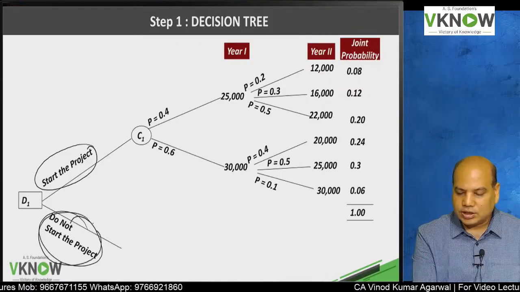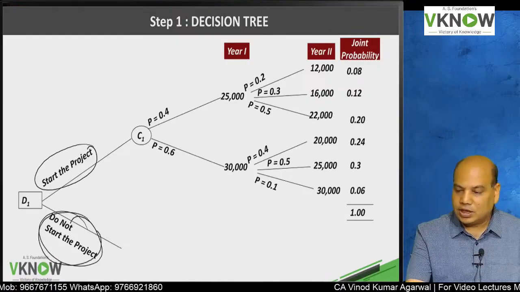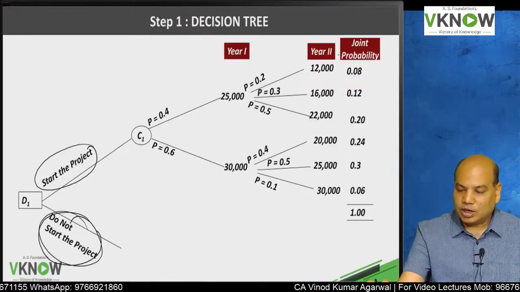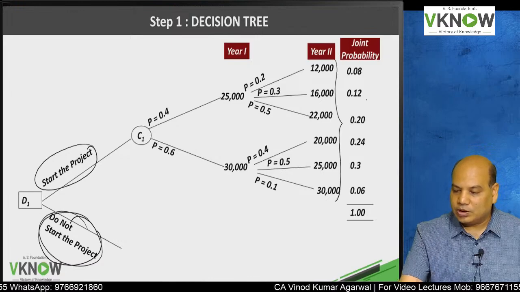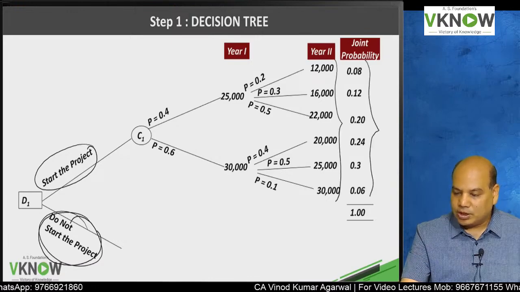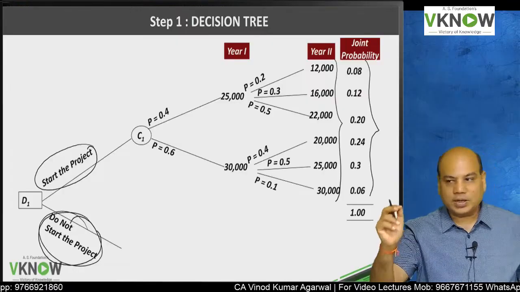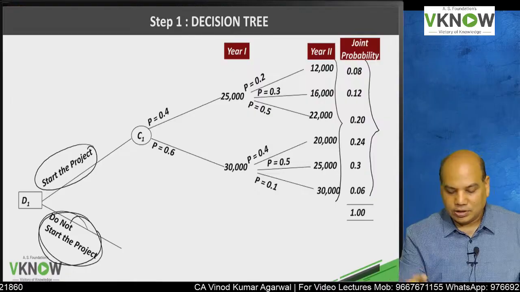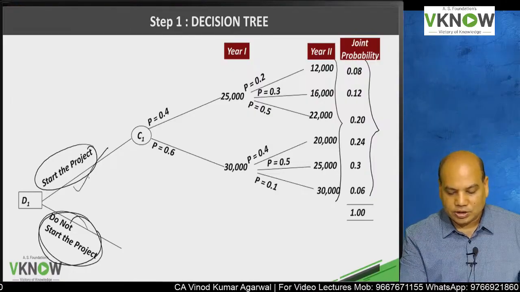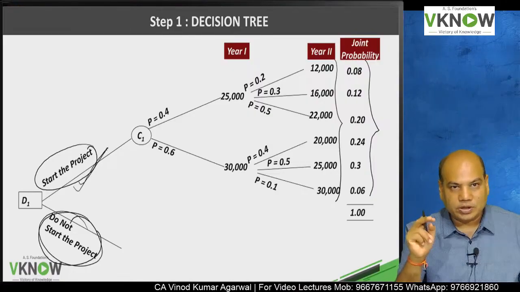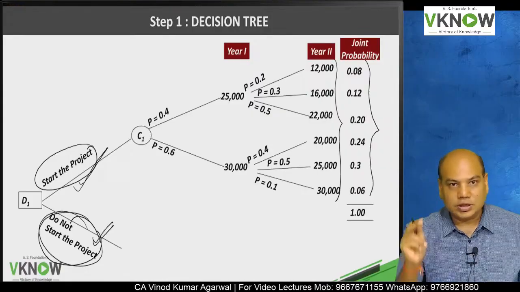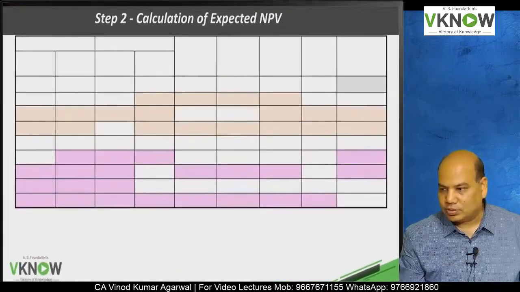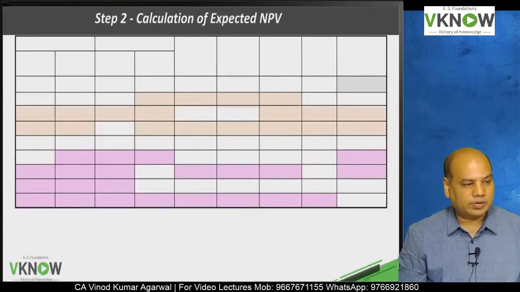If I do not start, the NPV is 0. If I start the project, what will be my expected NPV? So I have 6 possible NPVs. With these probabilities, I will compute expected NPV. If expected NPV is positive, I will say start the project, because then this is higher. If expected NPV is negative, I will take a decision do not start the project, because that is higher. So I need to find out expected NPV.